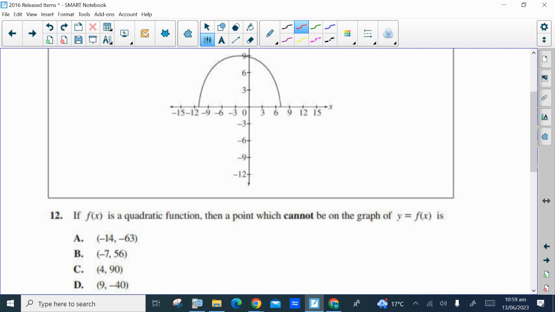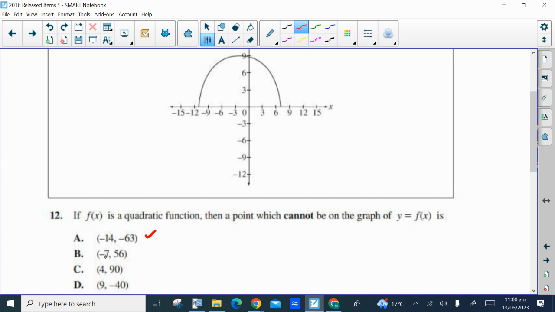Any value outside of that will work. For example, using the point negative 14, negative 63, you cannot take the square root of that value of negative 63. So all that means is that there will not be a point on the graph that's in front of us that has an x value of negative 14. So this point is possible.